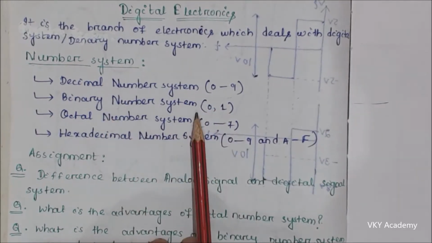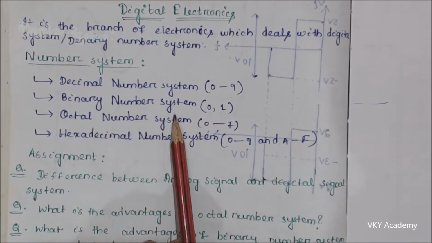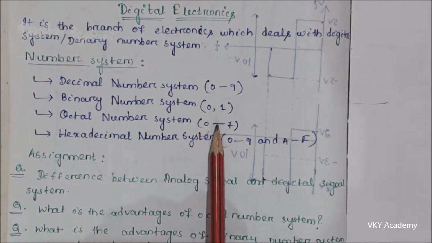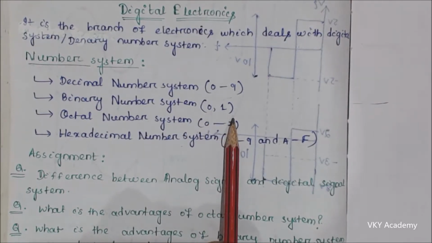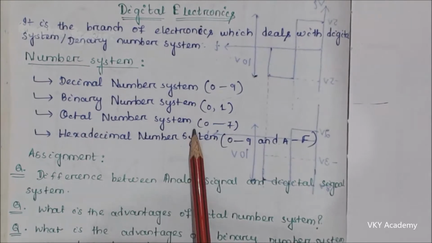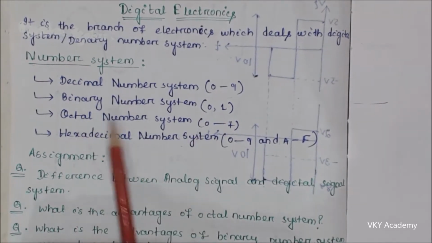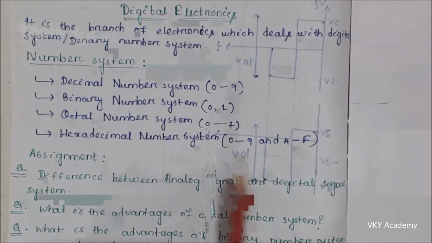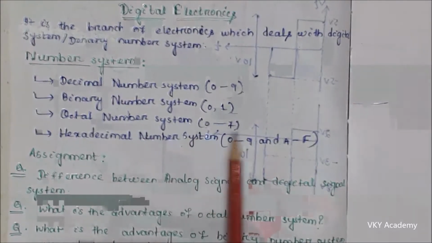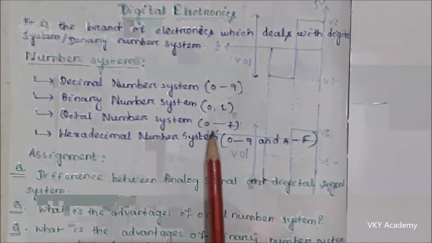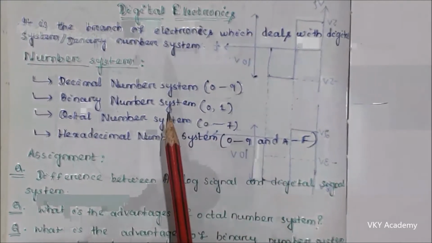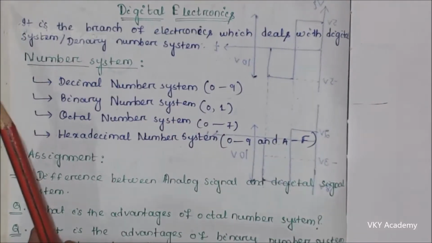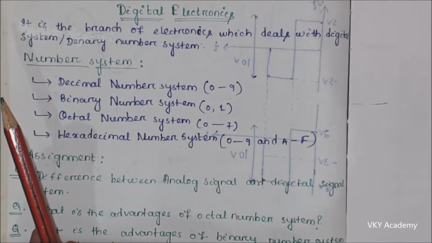Next is the binary number system. A binary number system consists of only two numbers, 0 and 1. The third one is the octal number system. So basically an octal number system consists of the values or numbers from 0 to 7. So a total of 8 numbers are there: 0, 1, 2, 3, 4, 5, 6, 7. So a total of 8 numbers are there in the octal number system.